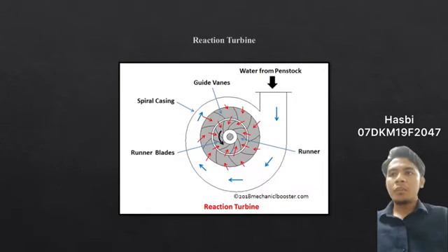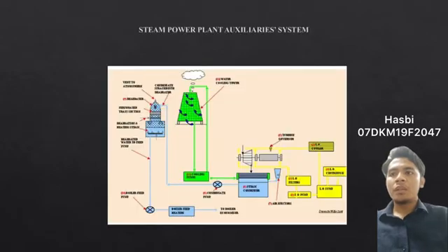Overview of steam power plant auxiliary system: pump, filters, coolers, centrifuge, turbine governor, steam turbine condenser, air ejector.